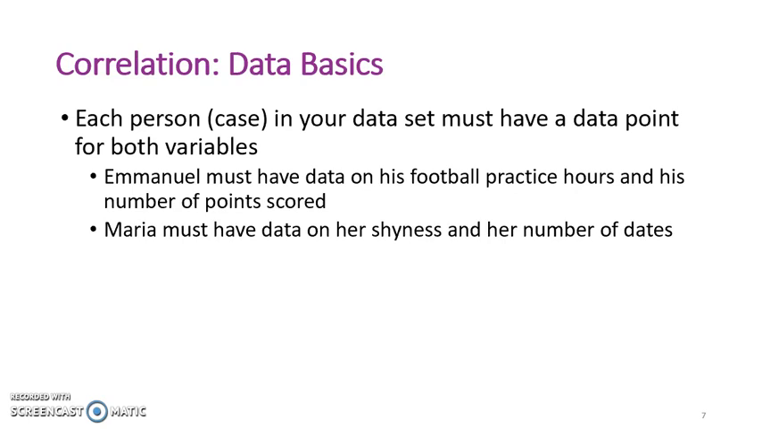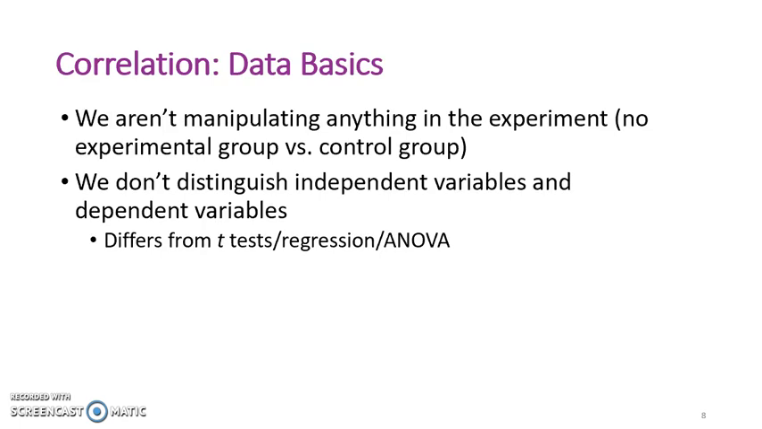Now that we know the basics of correlation, here's some additional information regarding data basics. First, to compute the correlation, each person or case in your dataset must have a data point for both variables. In addition, we typically aren't trying to manipulate anything in this analysis. Because of this, we don't use the independent versus dependent variable terminology. The variables are just variables.